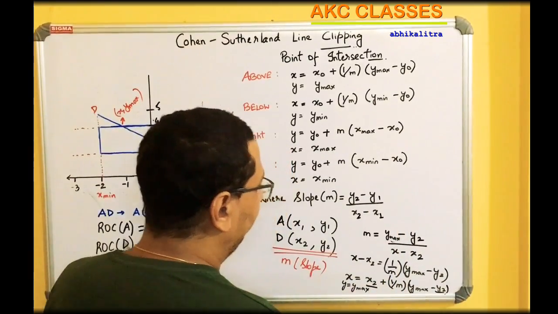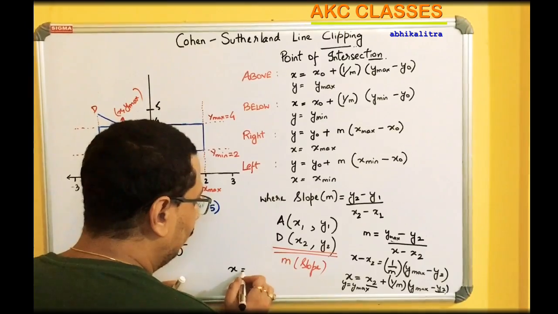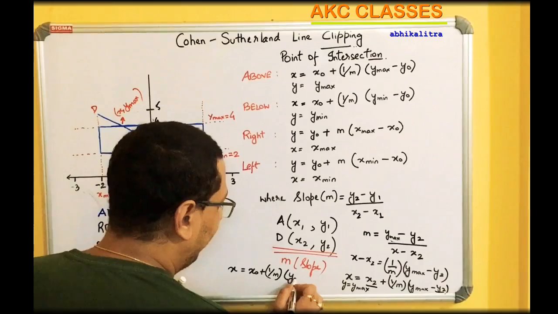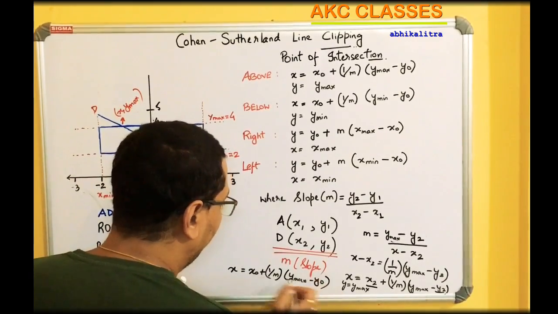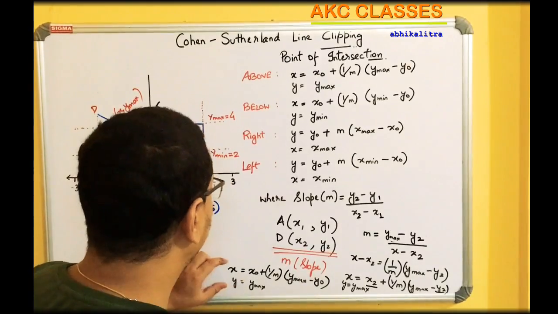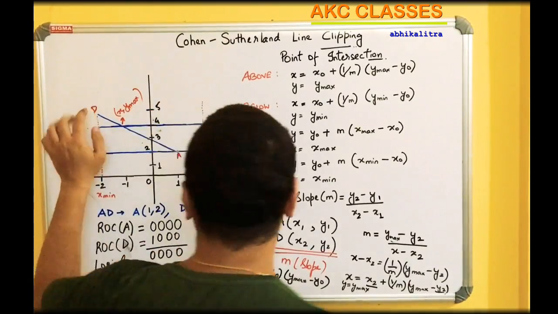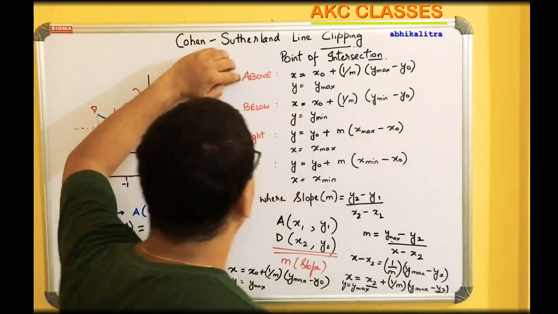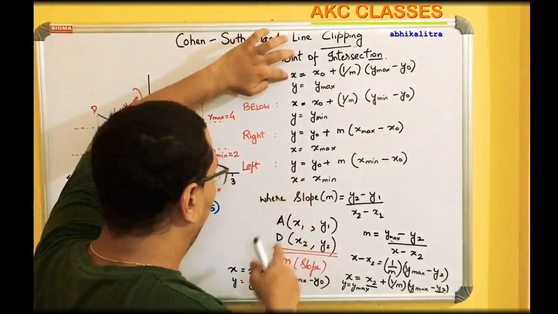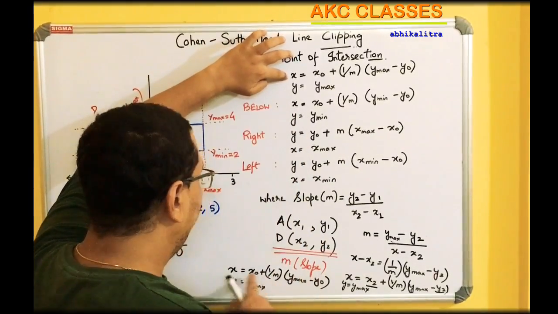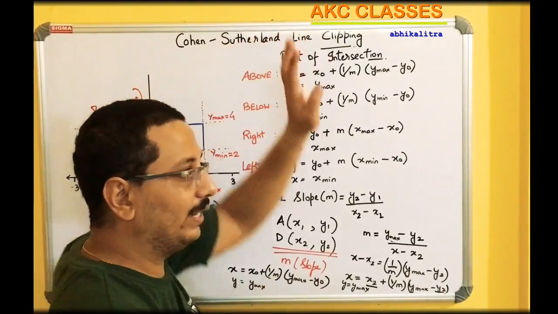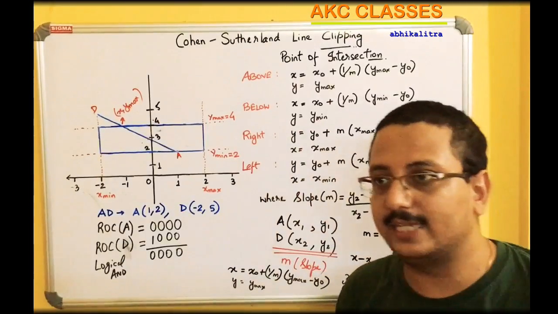And if I do this, then what we get is x equals x0 plus 1 by m into y max minus y0, and y will be equal to y max. So since D has crossed the y max boundary, the equation is exactly the one that we have formed over here: x equals x0 plus 1 by m into y max minus y0, and y equals y max. I hope you have understood what x0 comma y0 is.